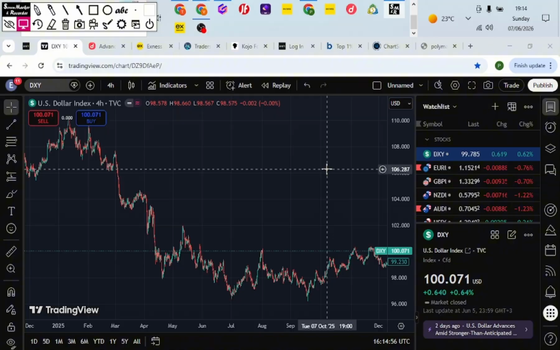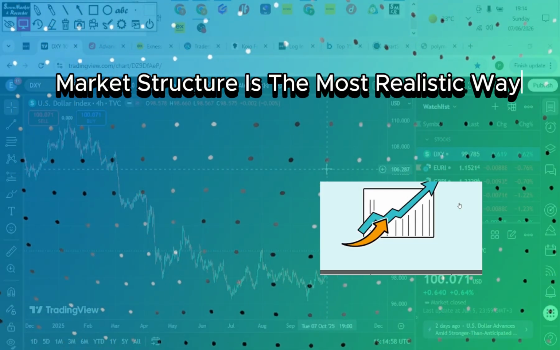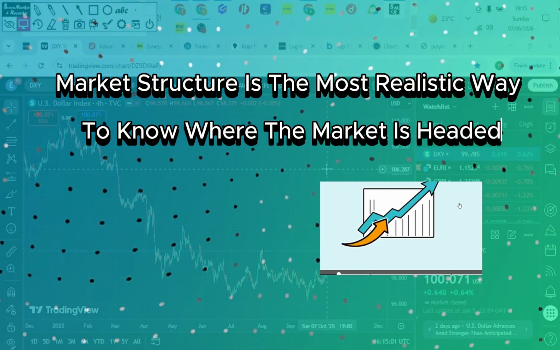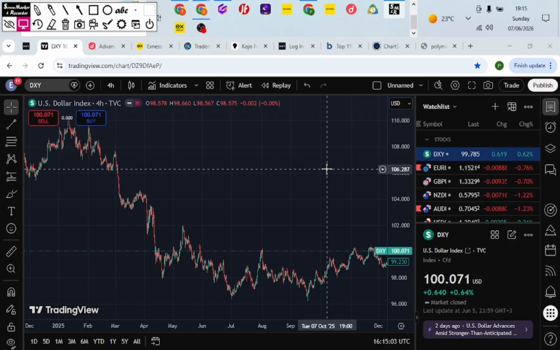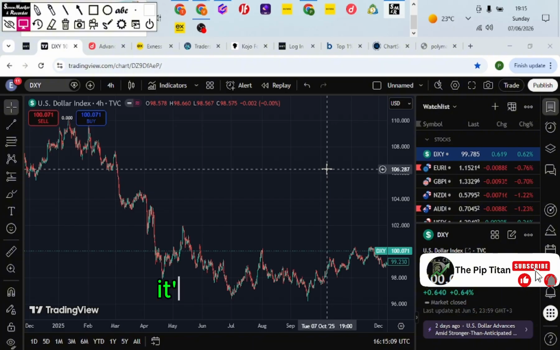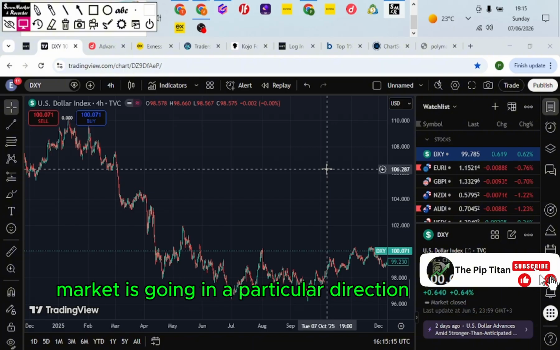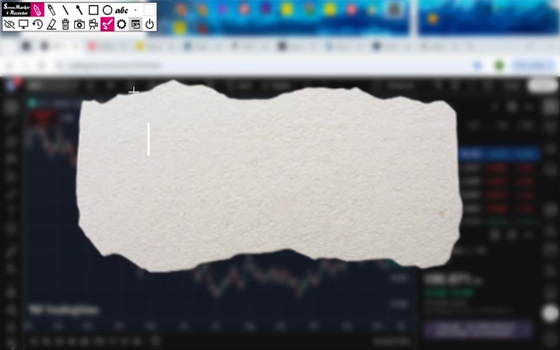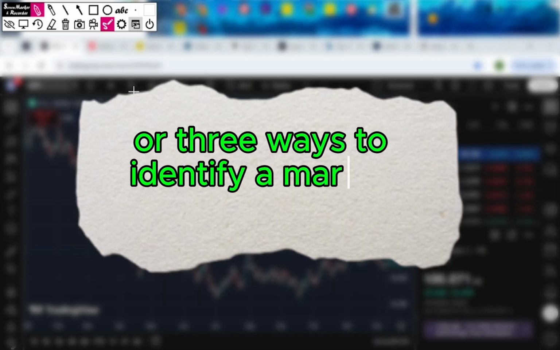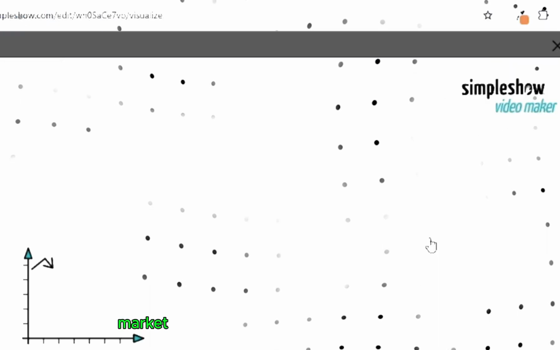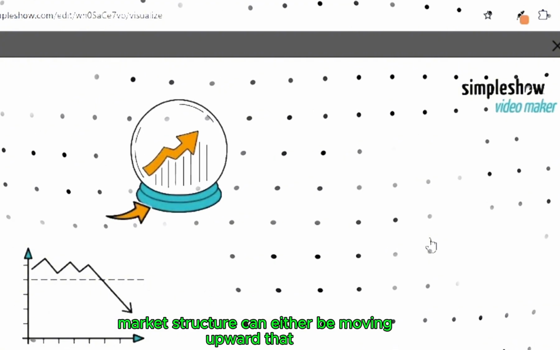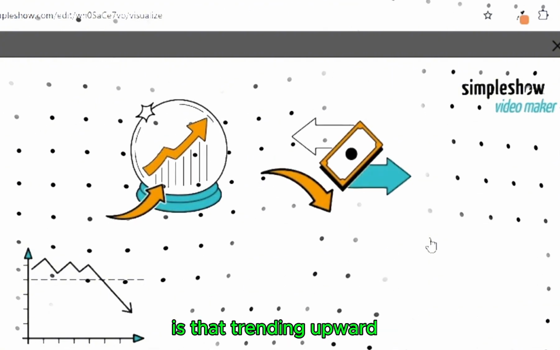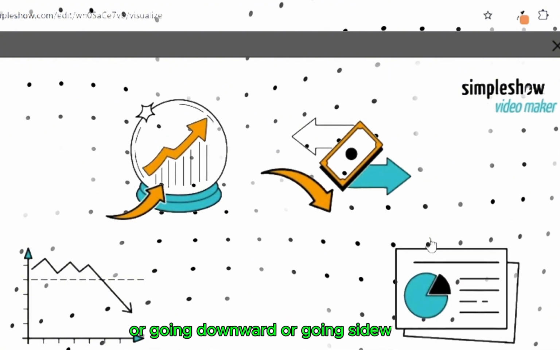What is market structure? Market structure is the most realistic way to know where the market is headed. That is just a simple and easy definition of market structure. It's just a way to tell you that the market is going in a particular direction. We have three ways to identify a market structure. Market structure can either be trending upward, going downward, or going sideways.